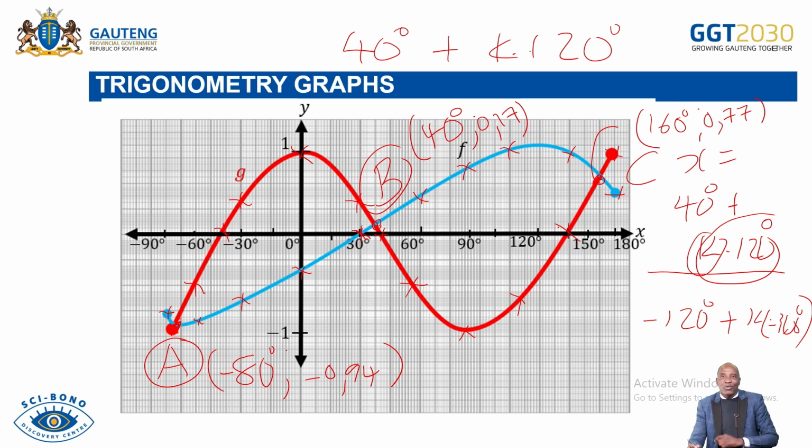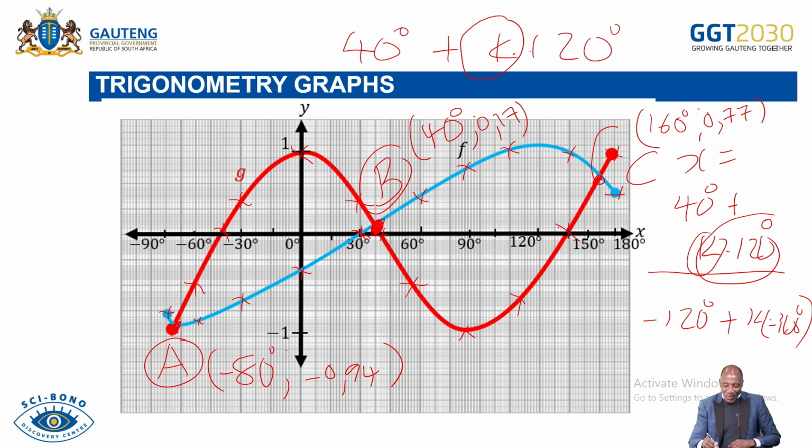You substitute for k using 0 here. When k is 0, 120 times 0 is 0. Then you add to 40, you get 40 degrees. Then you go to the graph and check where you can place that 40 on the Cartesian plane. You can see it's just after 30 where these two graphs meet here.